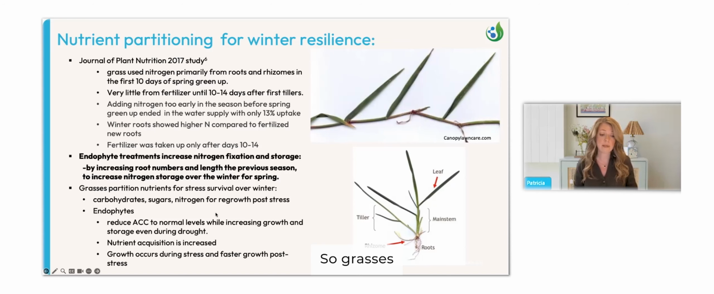So grasses also store carbohydrates and sugars. They also need that nitrogen for the regrowth in the spring, which I already mentioned. And the endophytic treatments are going to reduce ACC to normal levels so that you can increase that growth, increase that storage during drought or any kind of stress. And then you're going to have an increase in nutrients and a faster post-stress growth.